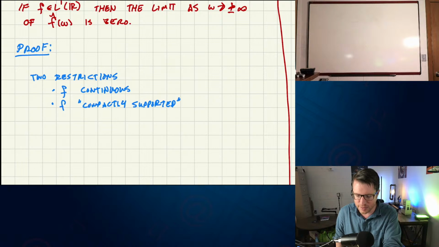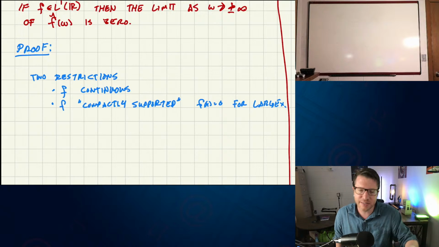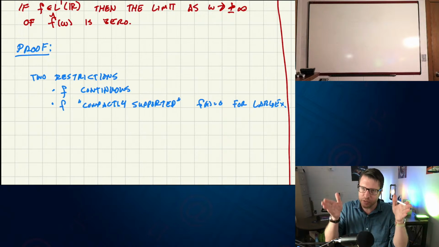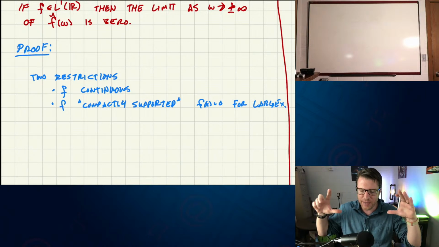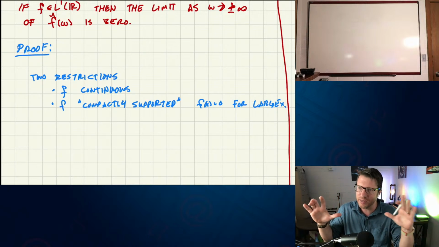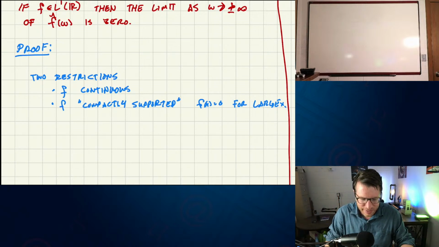Which basically means f of x is equal to 0 for large enough x. Once you hit some interval, you're basically 0 outside of some fixed interval, and that means you're compactly supported. The compactness says that you can fit a compact set around all the non-zero function values of f. So now we have these two conditions, and why are we going to need them?